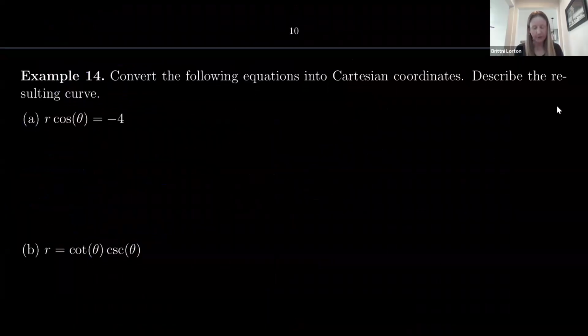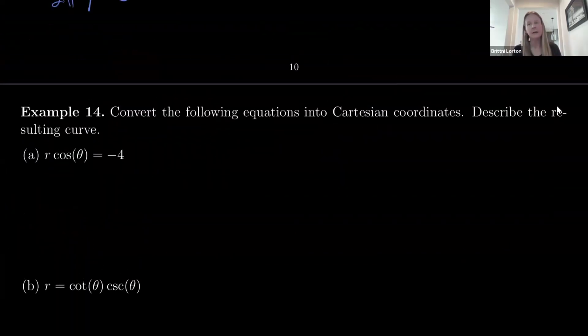Okay, let's do some more. So now, instead of just looking at the graph in the graphing calculator, instead of graphing it using an r-theta table, I'm going to try to eliminate all of my r's and thetas, which means I'm going to try to convert it into rectangular coordinates, which is the same thing as Cartesian coordinates. Those two mean the same thing. It doesn't matter which one you call it. Describe the curve as well.